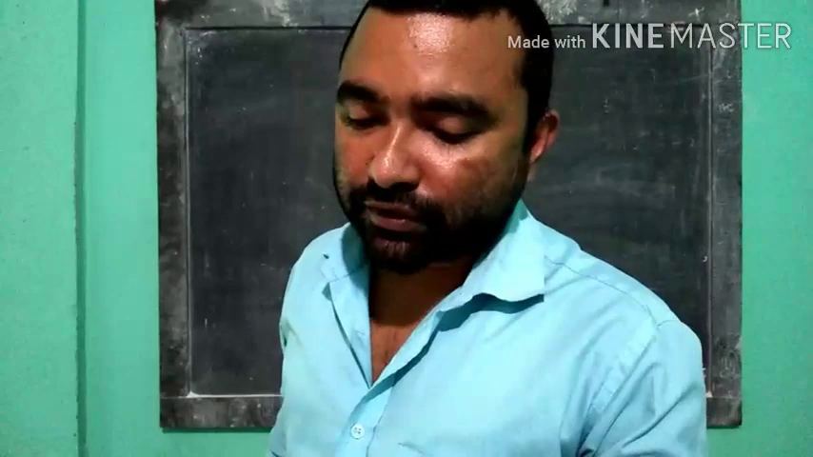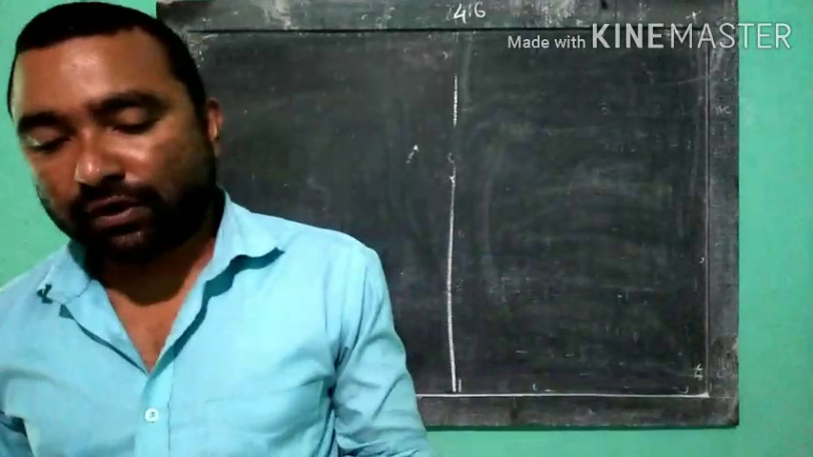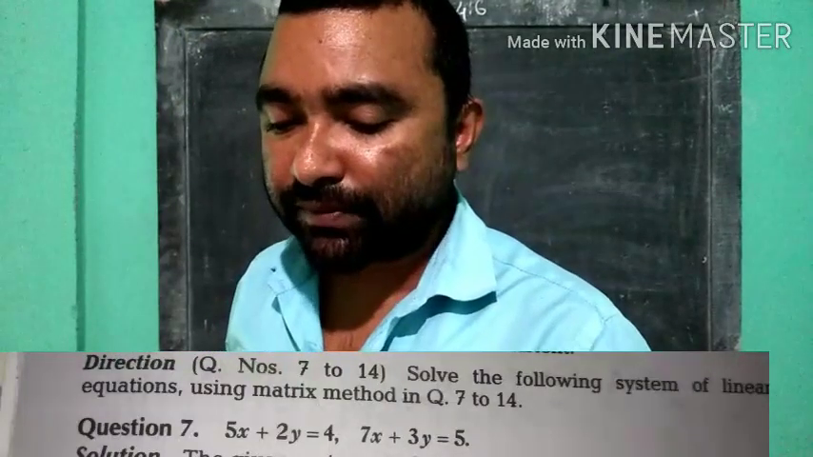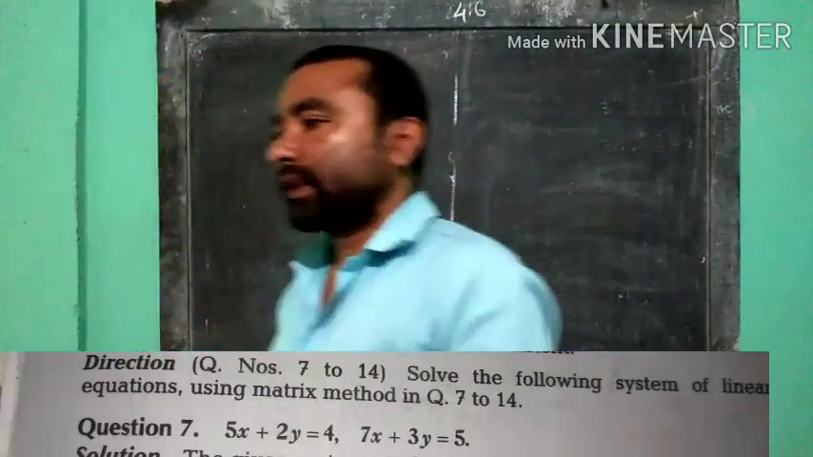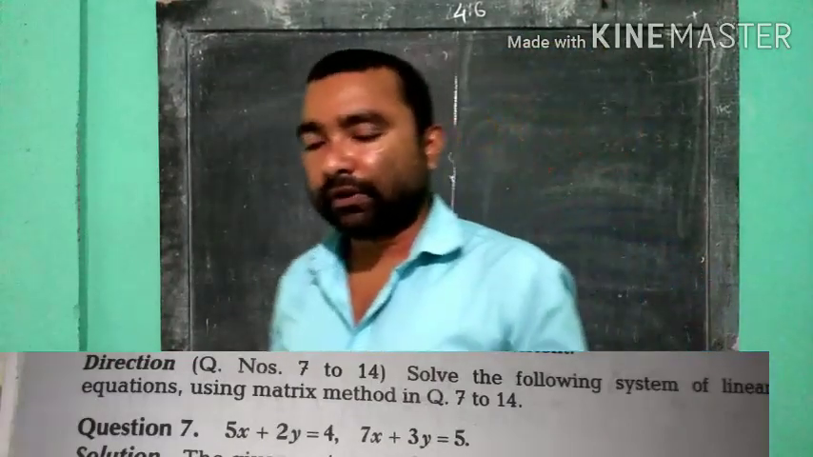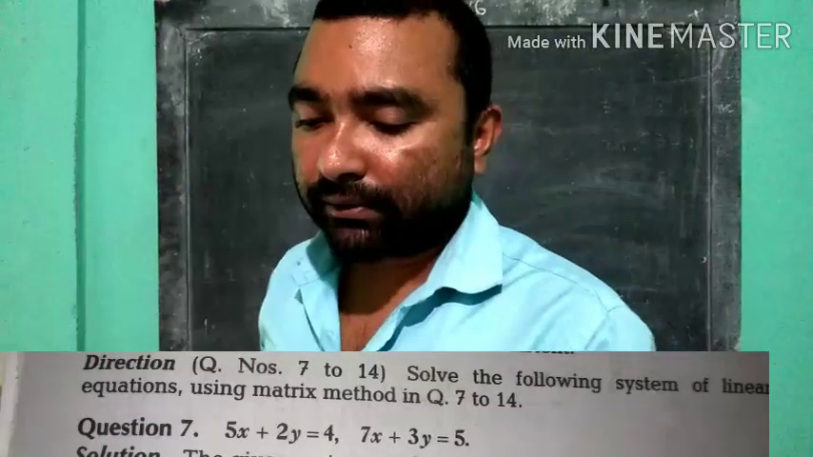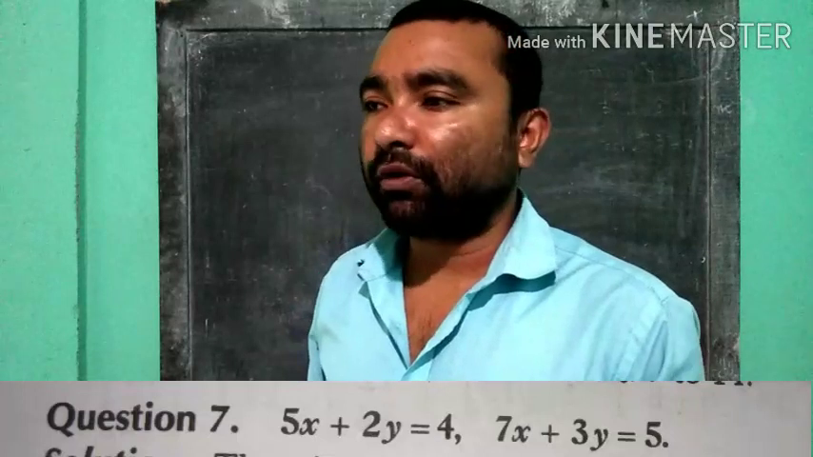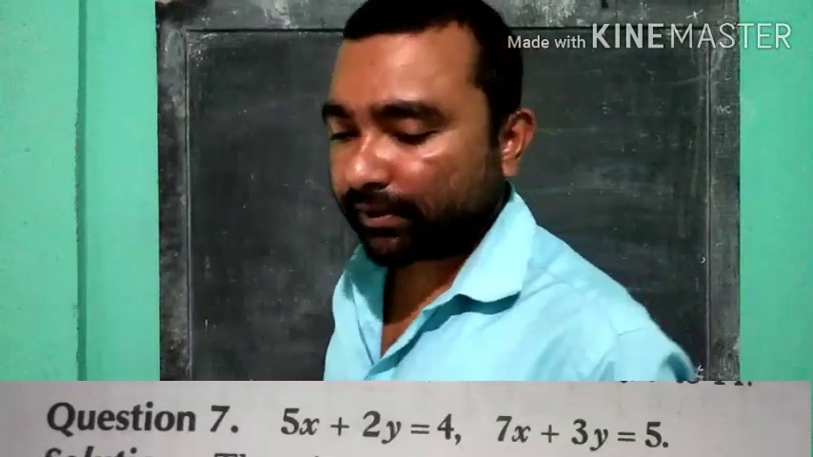Now we are going to solve question number 7. Questions number 4, 5, 6 are the same as question number 1 and 3. The question number 7 is: solve the following system of linear equations using the matrix method. In the earlier class we already saw how to solve linear equations, but here we are going to solve them by using the matrix method. It is very simple.